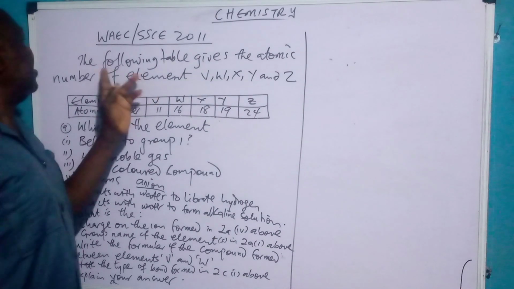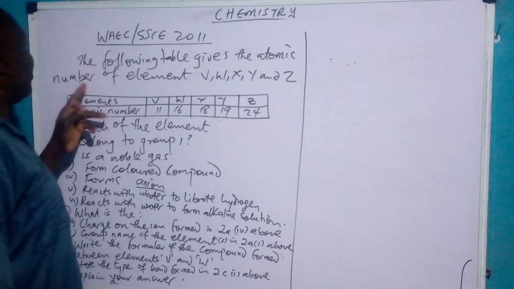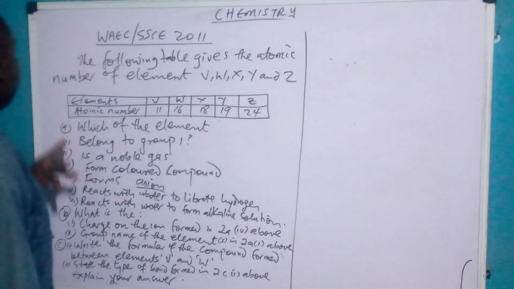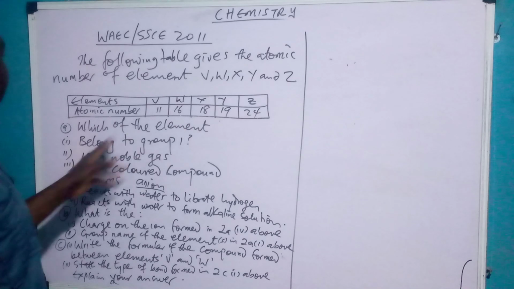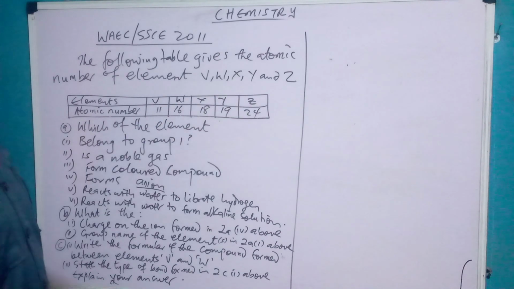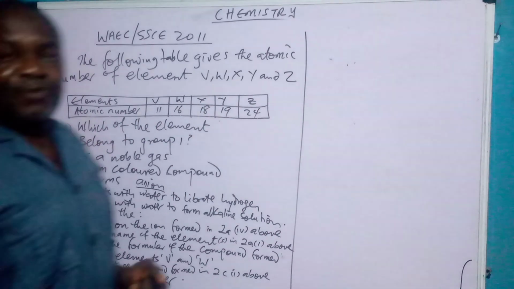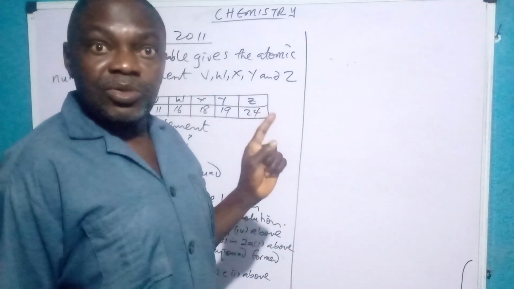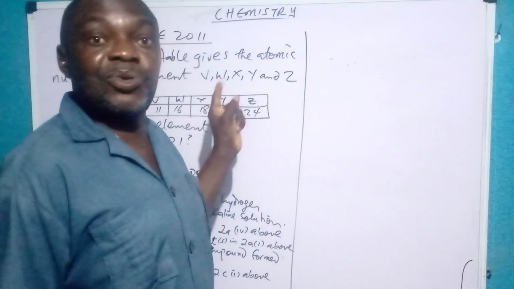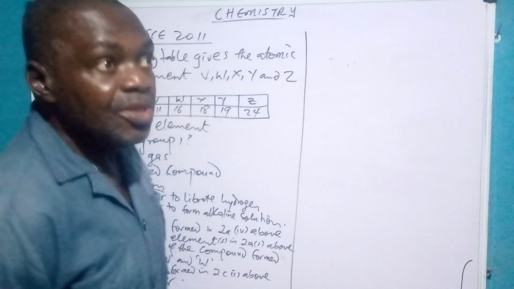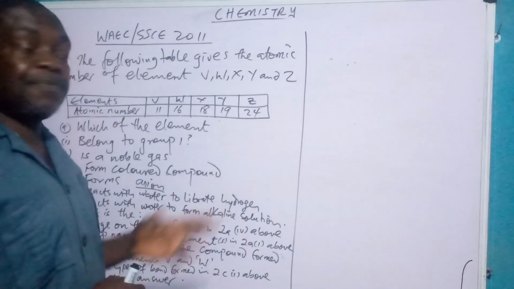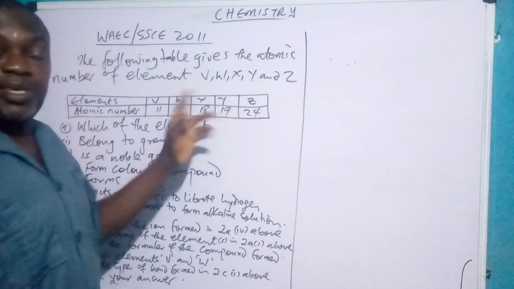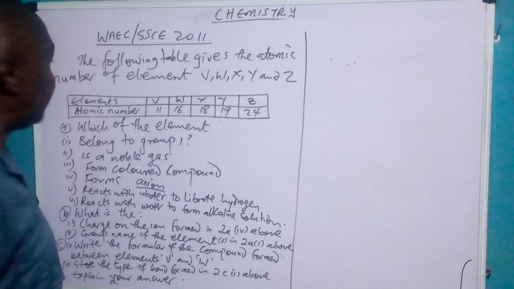Now the question says the following table gives the atomic number of elements V, W, X, Y, and Z. You see them like this. This is the atomic number. These are the elements, unknown. Remember, if you are not given the names of the elements in your exam, they give you things like this, unknown. You also write the answer in unknown form. Your previous knowledge of the names of the elements will only guide you. Let your answer always be the way they wrote it in the question.